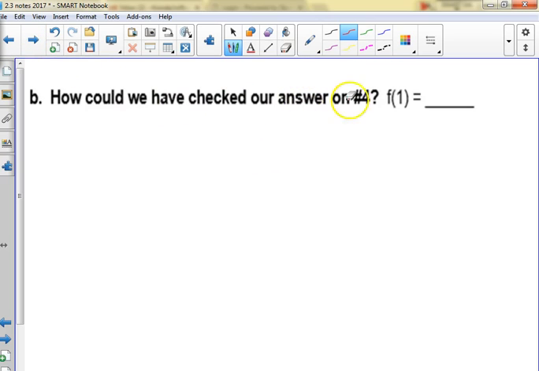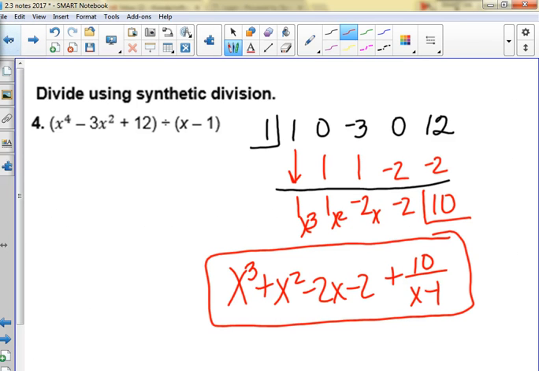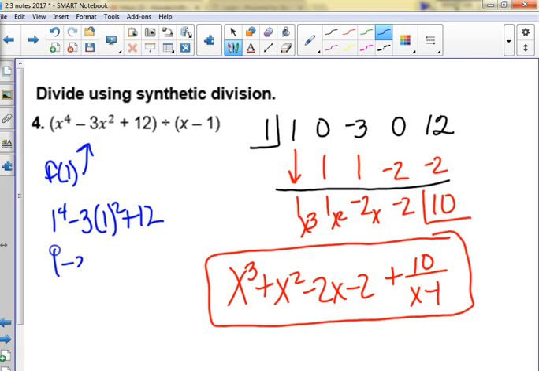So how could we check our answer? Question number 4 on the front, is that what it's asking about? Okay, so how could we check that we divided this correctly? Find f of 1 for this function. So we'd have 1 to the 4th minus 3 times 1 squared plus 12, which would be 1 minus 3 plus 12, which is 10. Did that work? Is that what we got as a remainder?